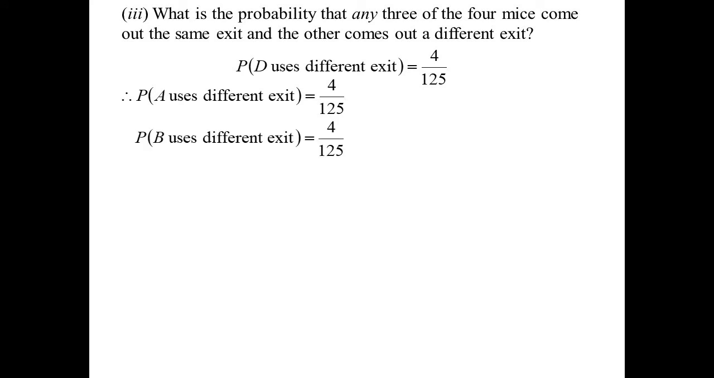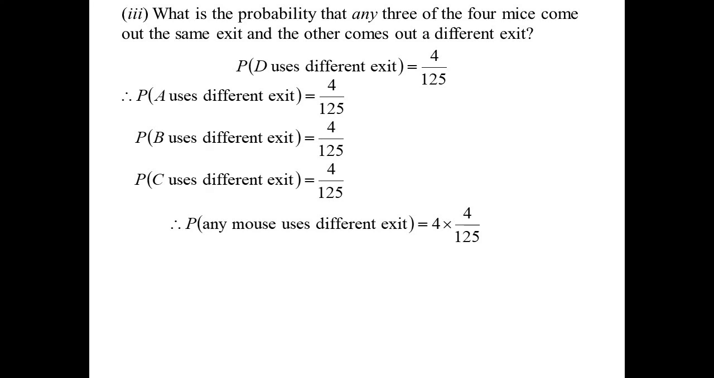Probability of B must also be 4 in 125. Probability of C must also be 4 in 125. So therefore, the probability that any mouse uses a different exit and the others go out the same would be 4 lots of 4 in 125, 16 in 125. So what's the probability that no more than 2 mice come out the same exit? No more than 2 mice.